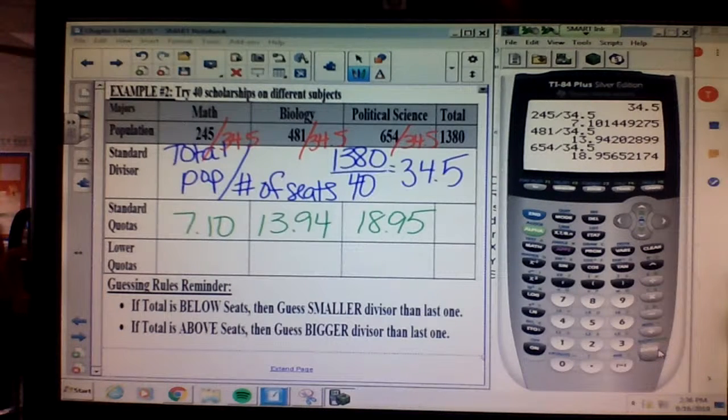Okay. Jefferson's method says we give out lower quotas. So that means math would start out with 7 scholarships. Biology would get 13. And political science would get 18. So how many scholarships have I given out? 38. So I need 2 more because my goal here is 40. So 38 needs to go up by 2, which means I need to take this and lower it.